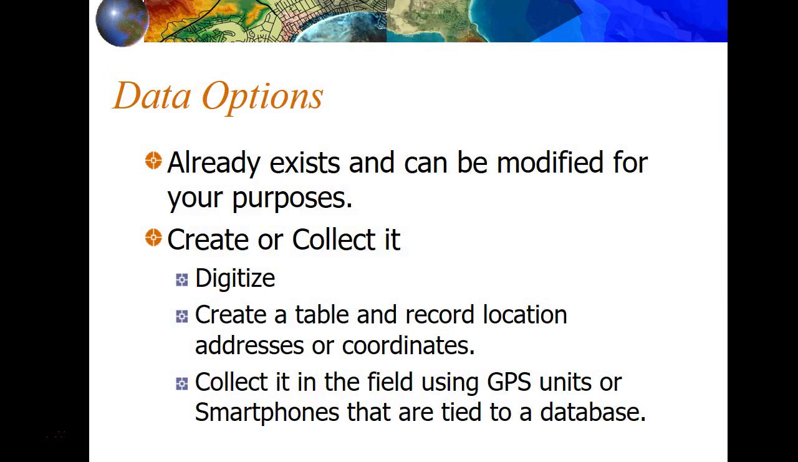Some data options for you. What are your options? One, if it exists, you can use it, perhaps even modify it for your purposes. If it doesn't exist, you're going to have to create it or collect it. Your options are to digitize it, create a table and record location addresses or coordinates, or go out with a GPS unit and collect it using GPS units or smartphones. That would then be tied to a database that you would then bring into a GIS.